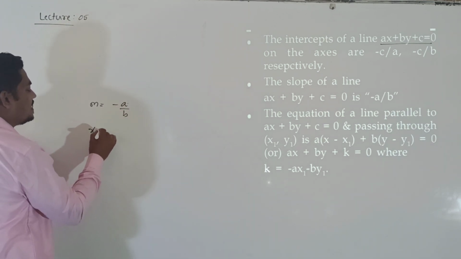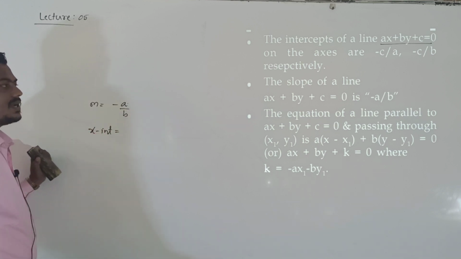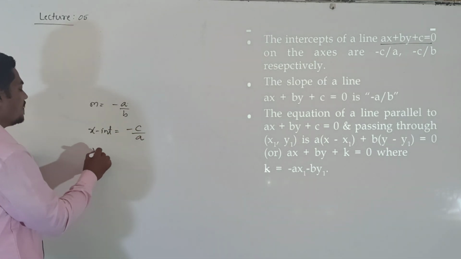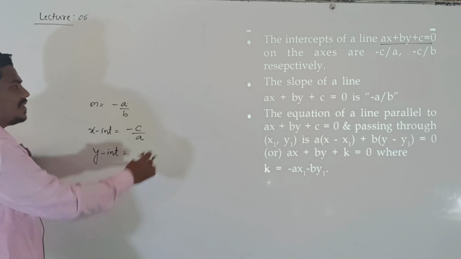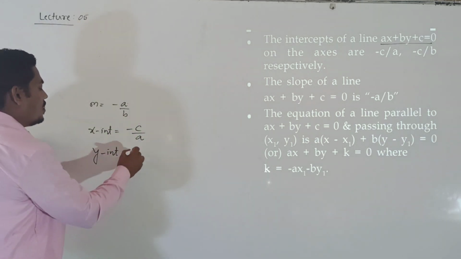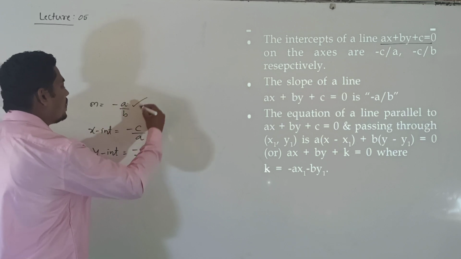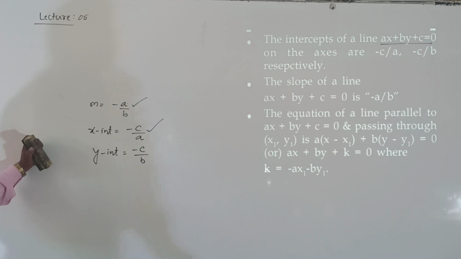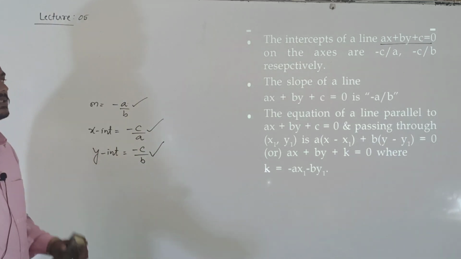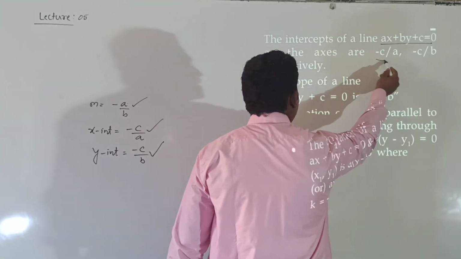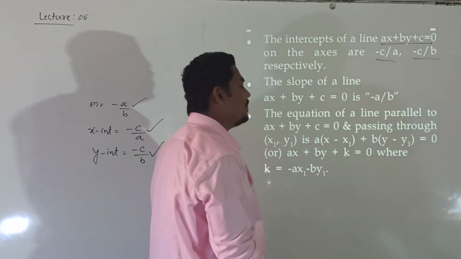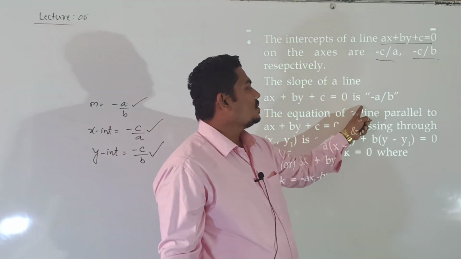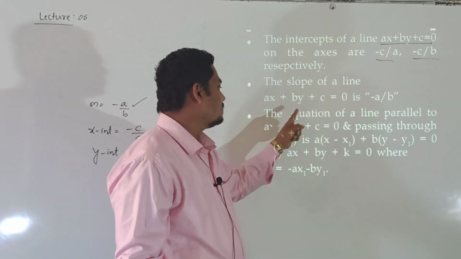Then what is the x-intercept of ax plus by plus c? Minus c divided by a. Then what is the y-intercept? Y-intercept of ax plus by plus c equal to 0 is minus c divided by b. Minus c by a is the x-intercept and minus c by b is the y-intercept, and the slope of the line ax plus by plus c equal to 0 is minus a divided by b.